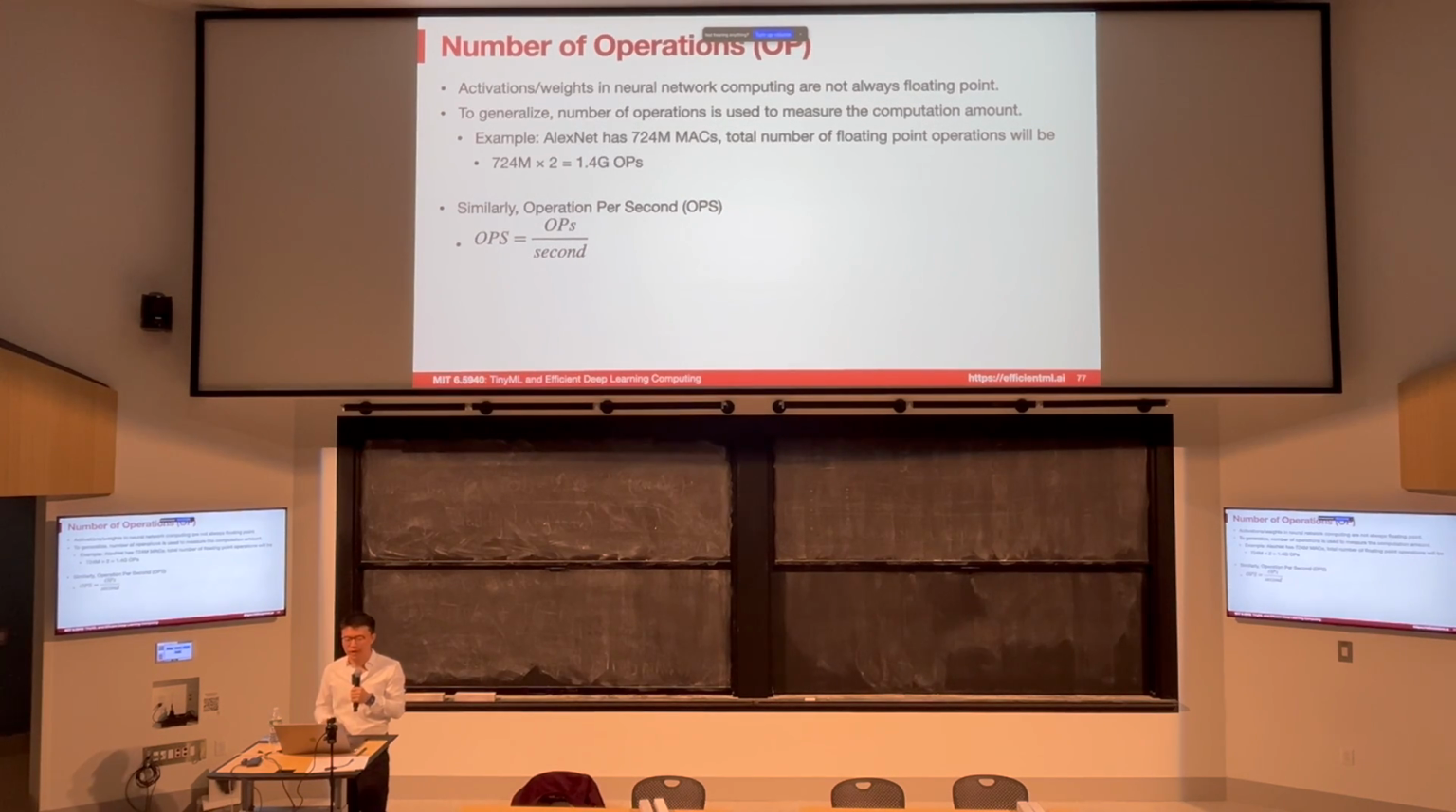To generalize, the number of operations is used to measure the amount of computation. For example, if AlexNet has 724 million MACs, whether each number is represented in binary or ternary or floating point or integer, whatever you have, any operation can be counted as an op. So 724 million MACs will be equal to 1.4 GOps. And similarly, operations per second, OPS, equals the total number of operations divided by the number of seconds to complete these operations, which is a performance speed metric.